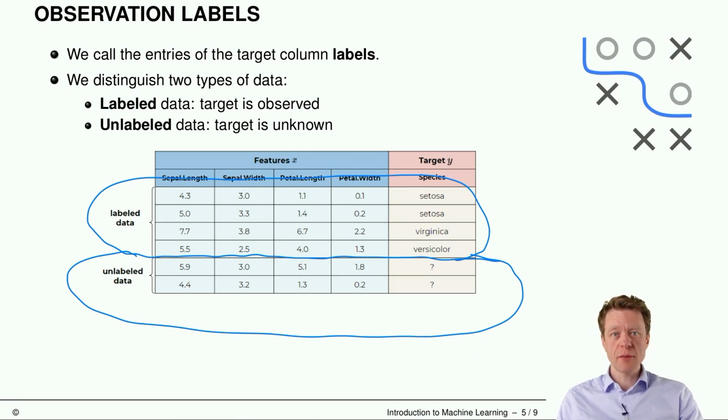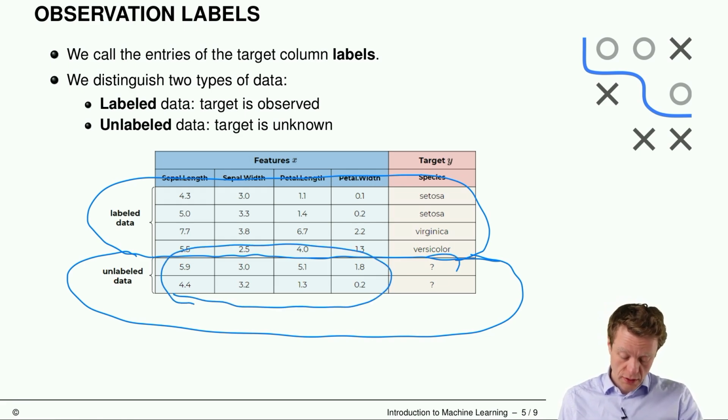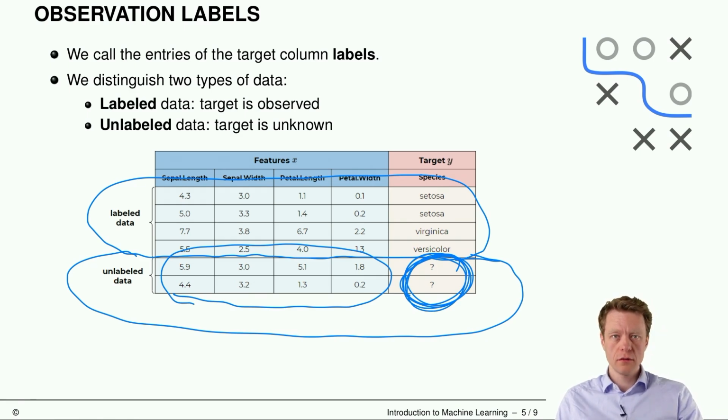Usually we will use labeled data for training a machine learning model, and at prediction time or at test time we have unlabeled data. We only know the features x, and we have to predict somehow the unknown label.